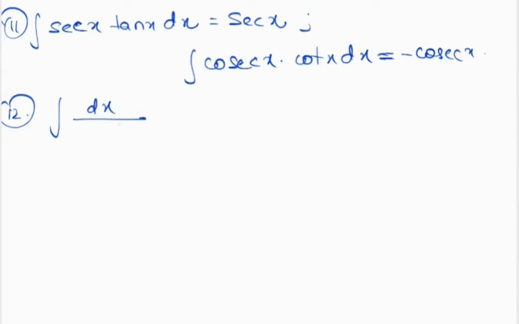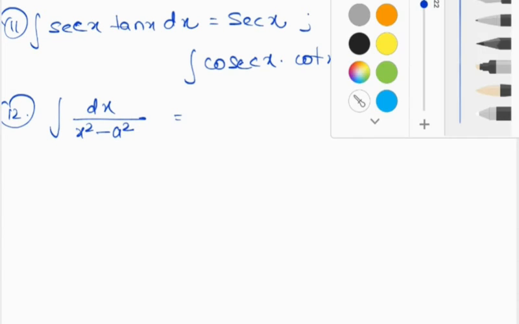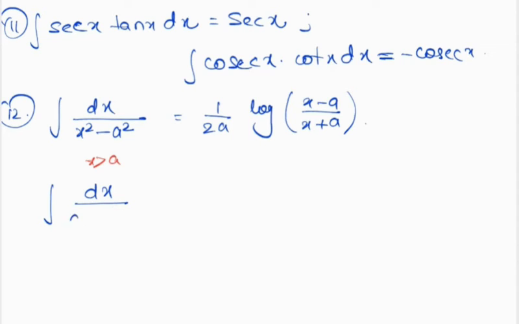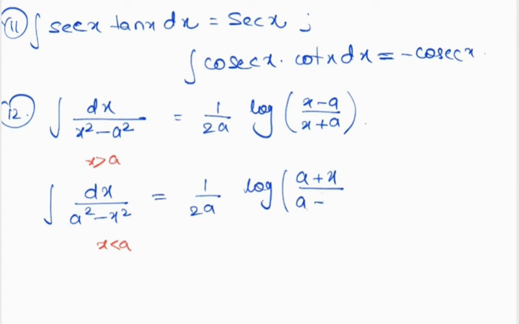Integration of 1 by x square minus a square, if x is greater than a, then this will be 1 by 2a log of x minus a by x plus a. And integration of dx by a square minus x square, here x is less than a, then 1 by 2a log of a plus x by a minus x.